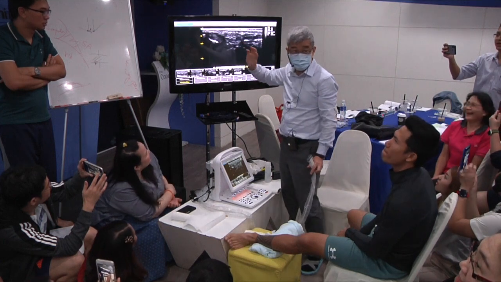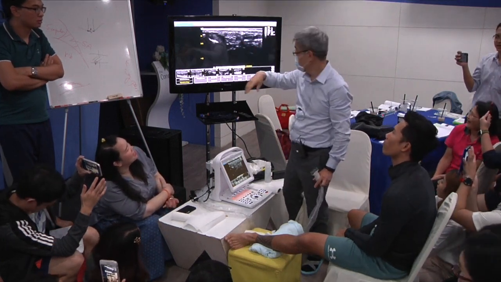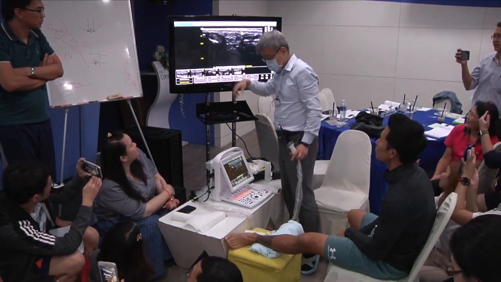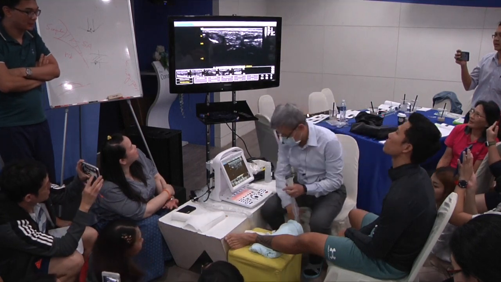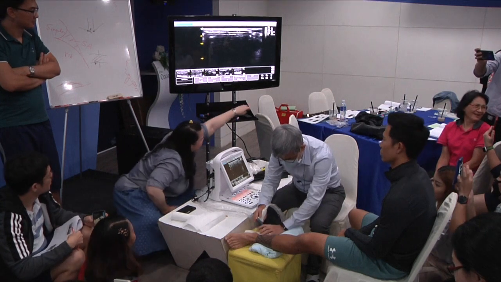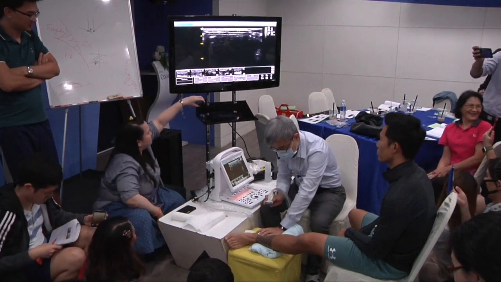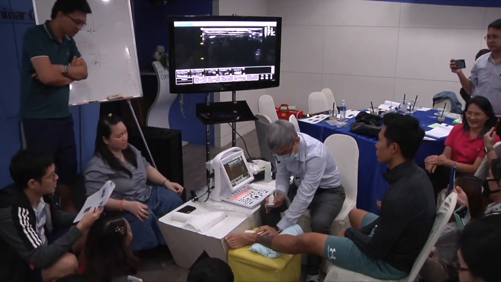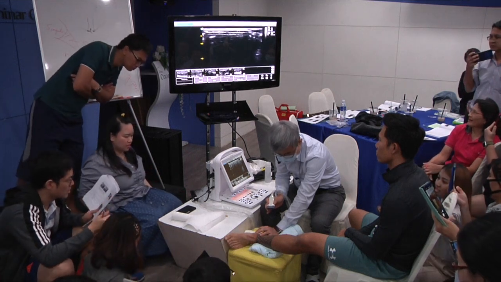But it's stuck because of the angle. Okay. Once more. Medial malleolus. The top of the calcaneus.